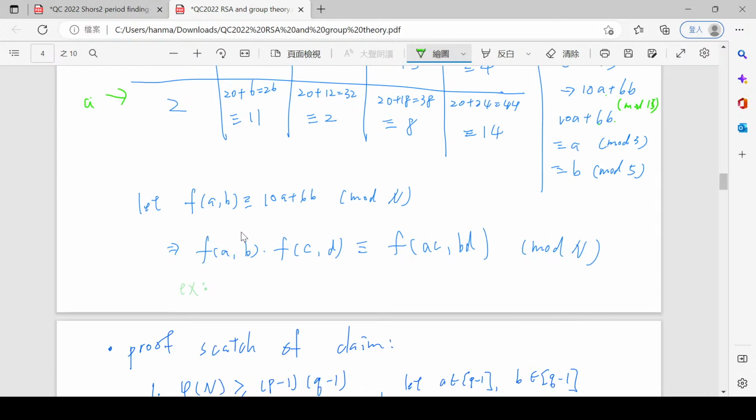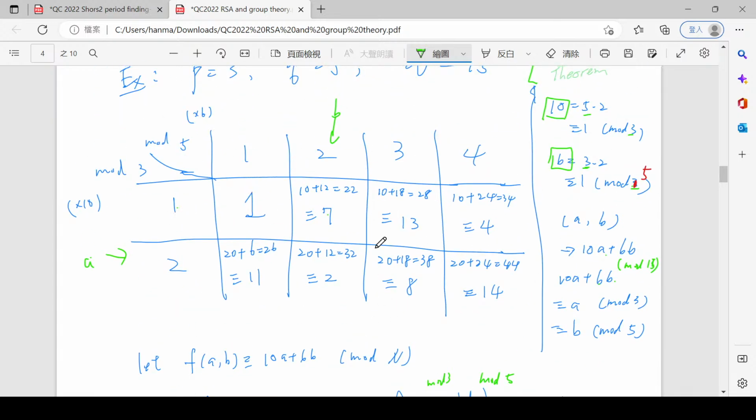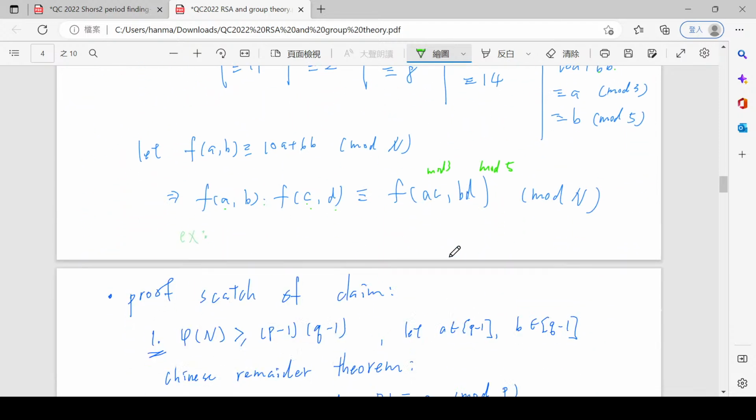Basically, this mod 3 part and this mod 5 part act independently when you do multiplication. So, for example, you think about some number that has coordinate AB inside this table, and you multiply it with another number that has coordinate CD in this table, then that will become a number that has AC mod 3 on the first coordinate and BD mod 5 on the second. So when you do multiplication, basically you do a multiplication on the x-axis and then a multiplication on the y-axis.